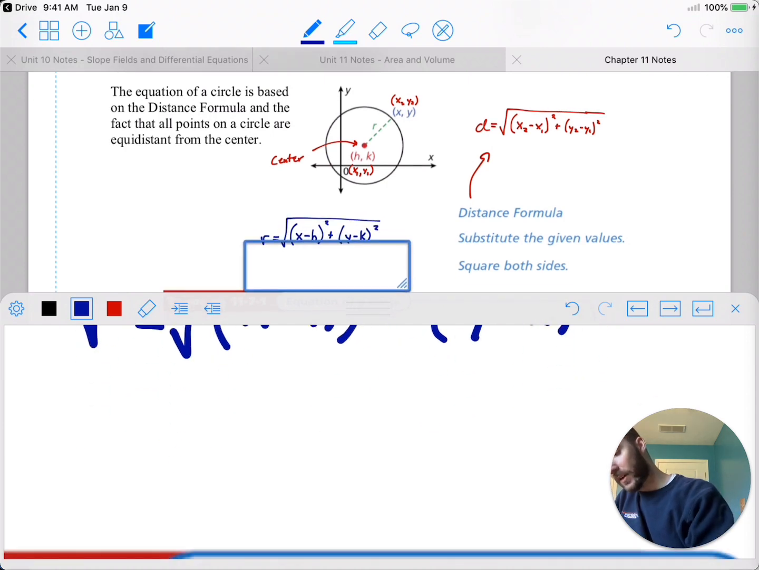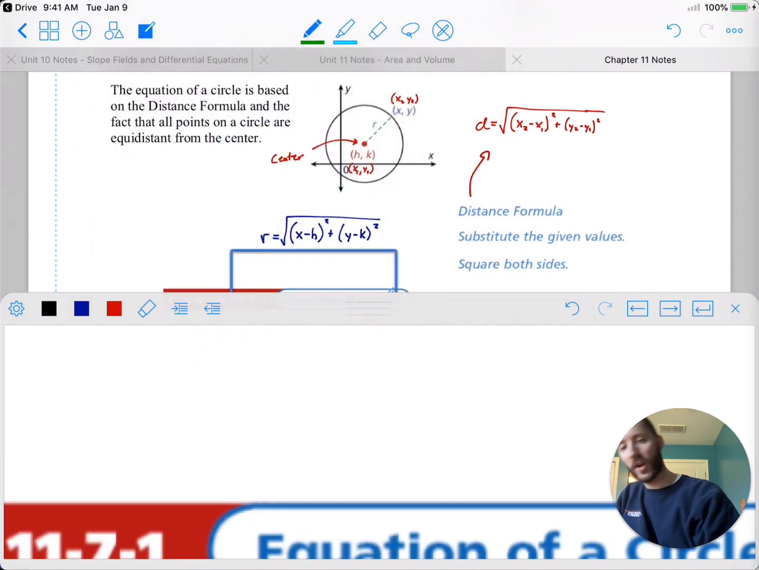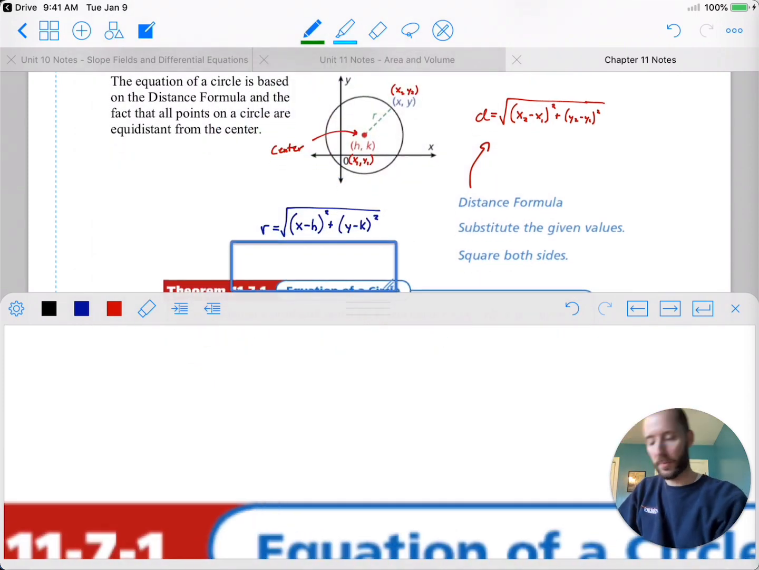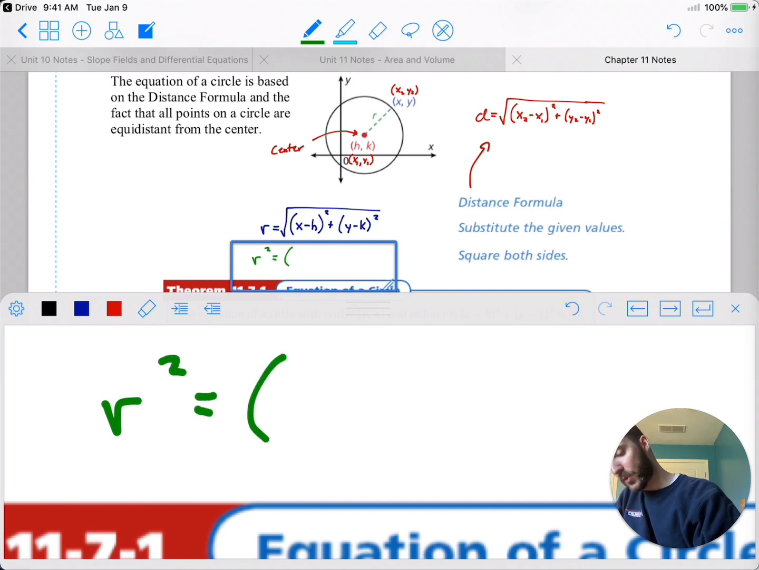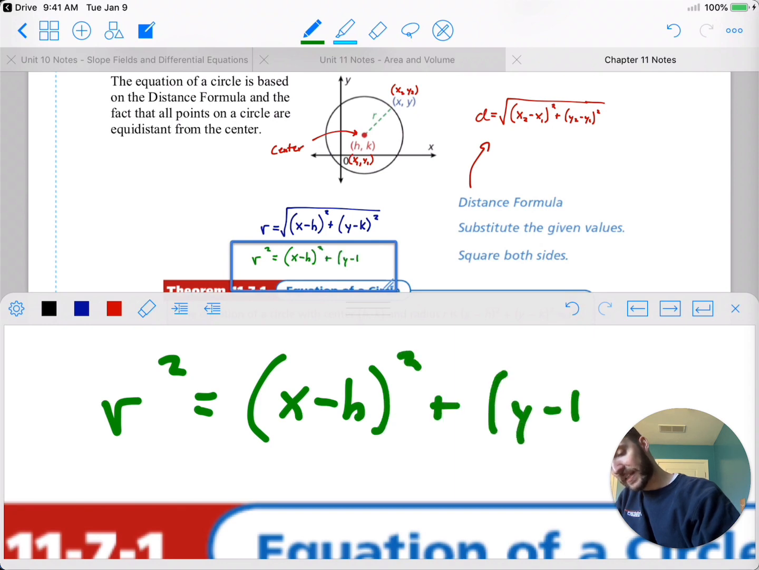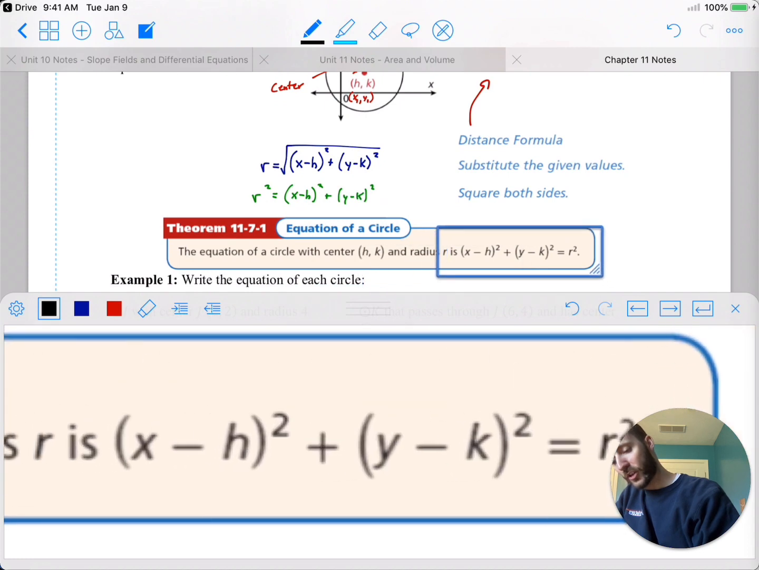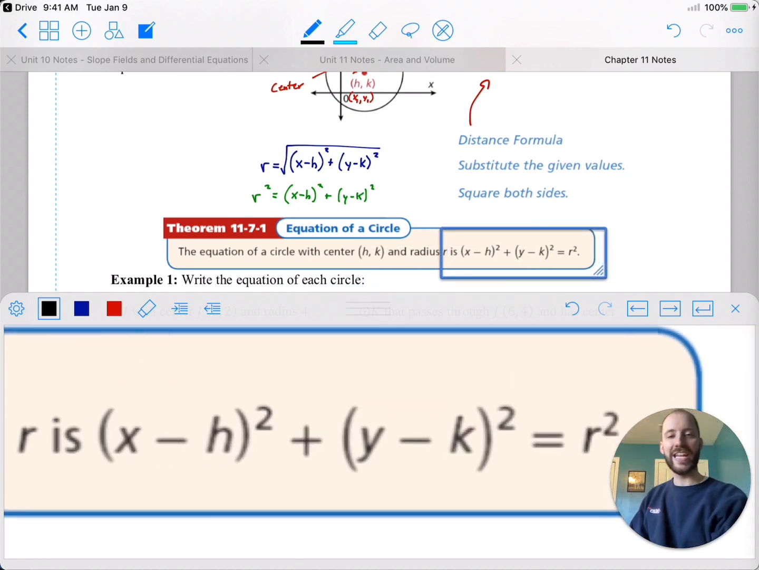And then square both sides. To undo the square root, square both sides. So r squared, the radius squared, equals (x minus h) squared plus (y minus k) squared. And we have our circle formula. h and k are the x and y coordinates of the center of the circle. r is the radius length.